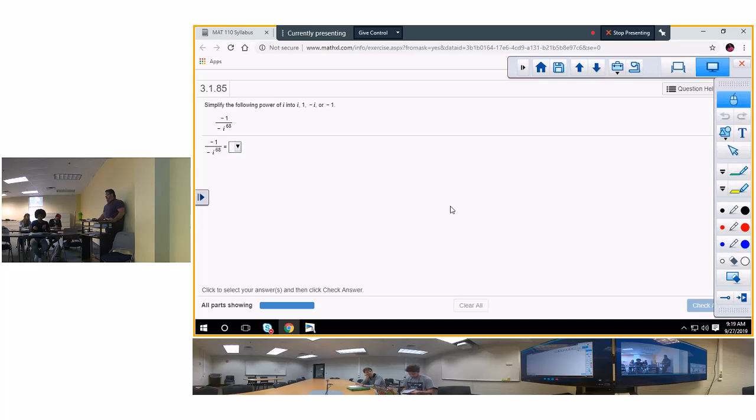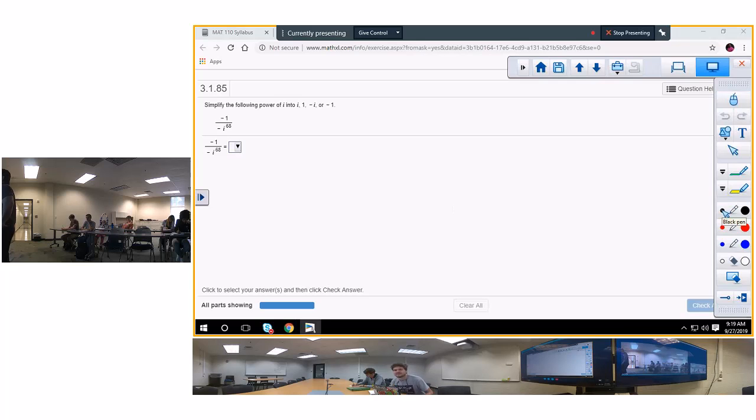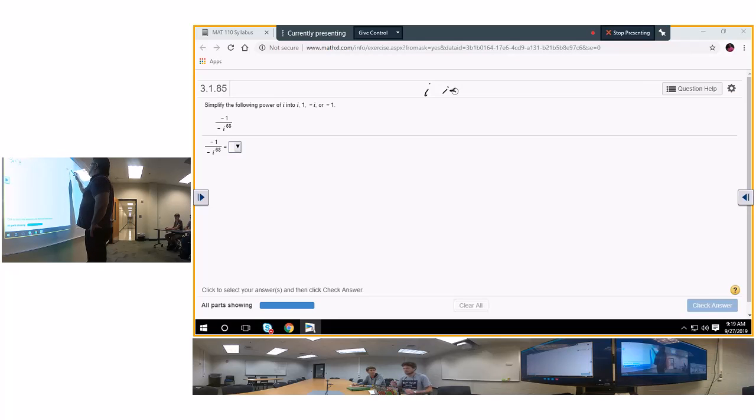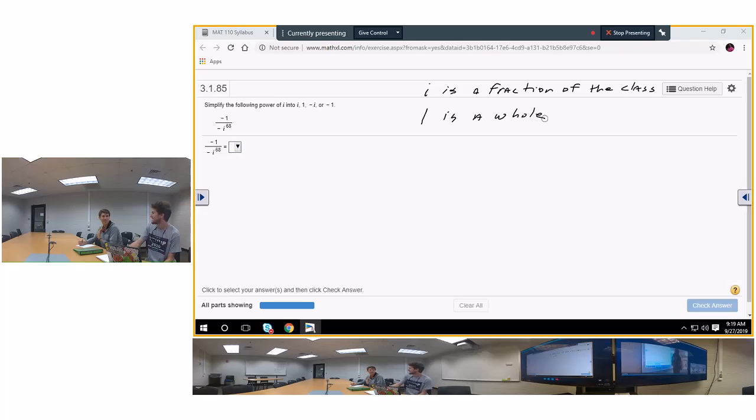There's another rule of i, and I use it, and I made it up a long time ago. I invented that actually. i is a fraction of the class, one is a whole. Odd is negative, even is positive. Everybody with me?